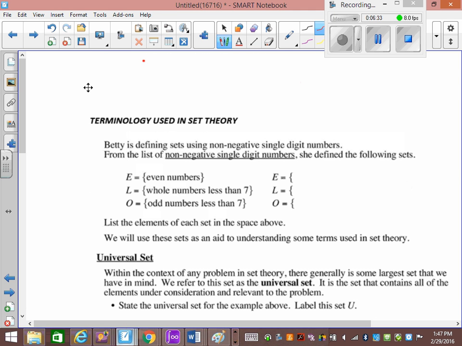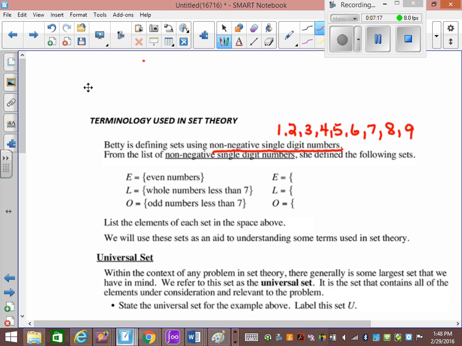So now we're going to learn some terminology. Because there's actually quite a bit of terminology in this unit. Not where I ask you for the definition of something, just that you need to know what the heck the word means, right? Betty is defining sets using non-negative single-digit numbers. Single digit means like 1, 2, 3. The moment I hit 12, that's a double-digit number. 102, that's a 3-digit number. 1,000, that's a 4-digit number. So that's the numbers 1, 2, 3, 4, 5, 6, 7, 8, 9.